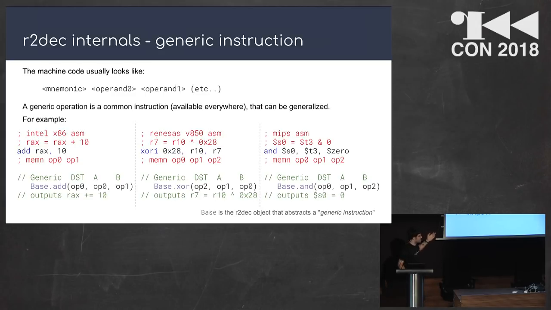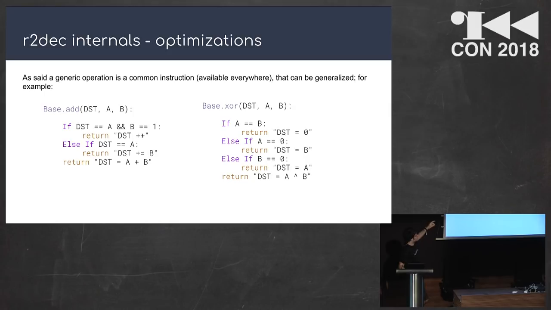And you have these quirks also, for example, in x86, when you do XOR of rux with itself, it will just do rux equals 0. So these quirks are also included. These are the optimizations that I was talking about. For example, for add, if the destination is equal to A and B is 1, you have destination plus plus. If destination is just equal to A, you do destination plus equals B. And the same, then the non-optimized form later. For XOR, if A and B are the same, then destination is 0. If A or B is 0, then the destination is the opposite member.